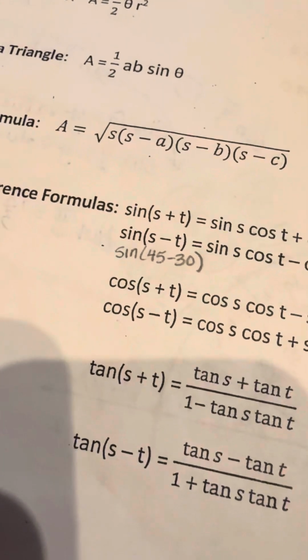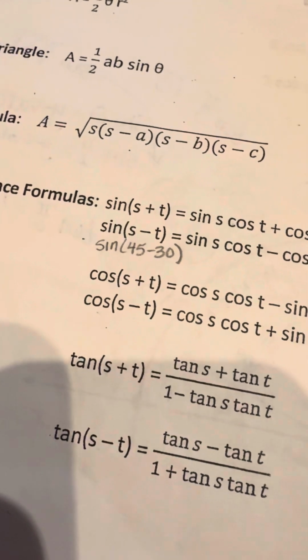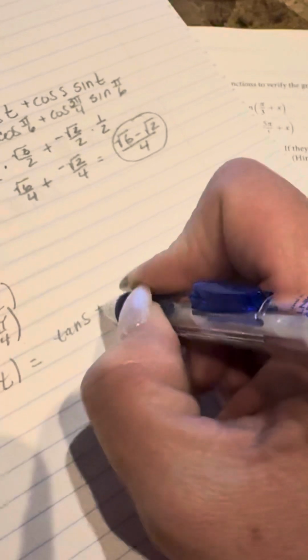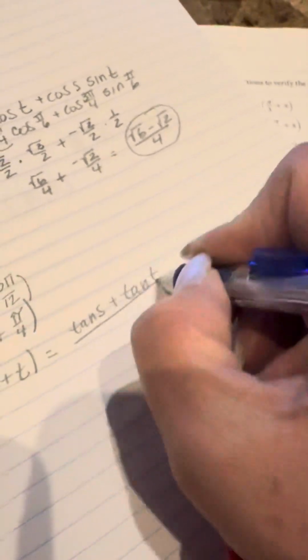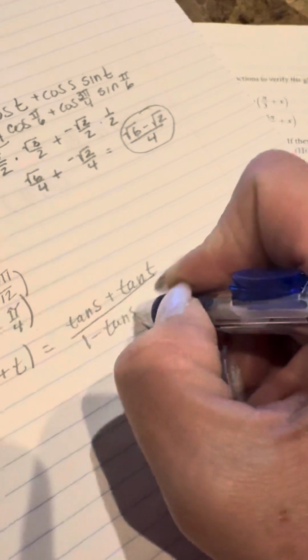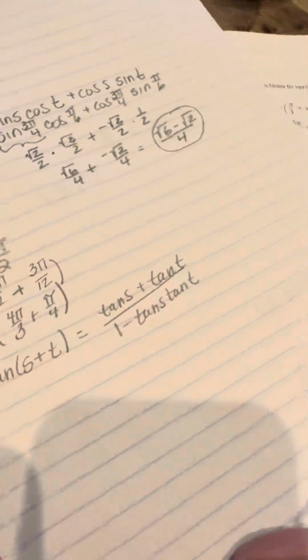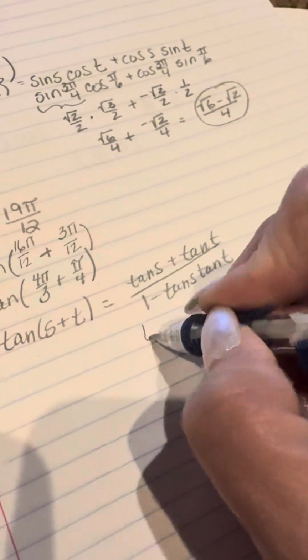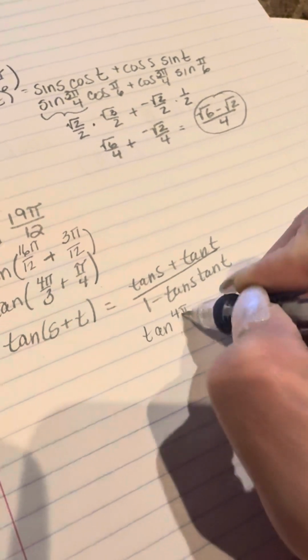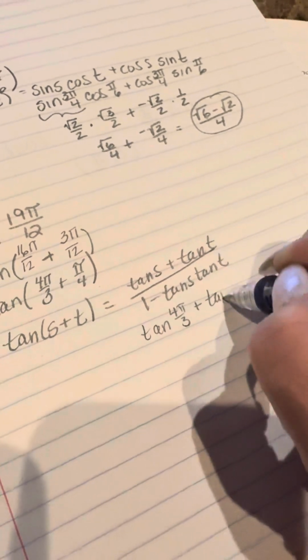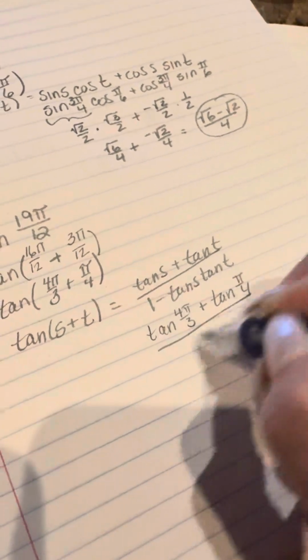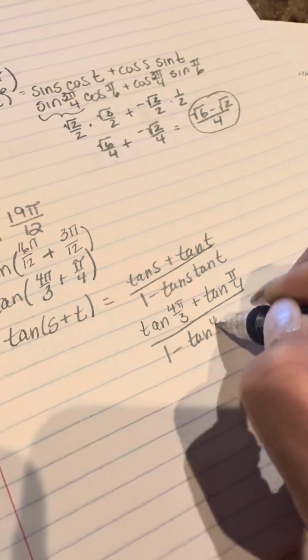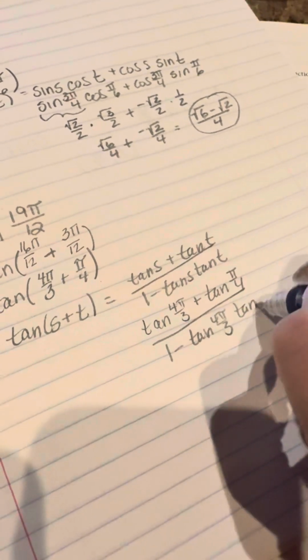So now we need the tangent of an addition. So there it is right there. I'm going to write the tangent of s plus t and then what it's equal to, which is the tangent of s plus the tangent of t, all divided by 1 minus tangent s, tangent t. And then we're going to replace s with 4 pi over 3 and t with pi over 4. So we have the tangent of 4 pi over 3 plus the tangent of pi over 4, all divided by 1 minus the tangent of 4 pi over 3 times the tangent of pi over 4.